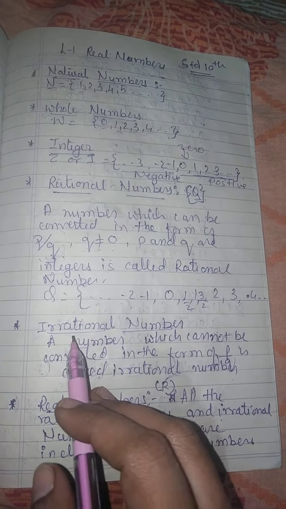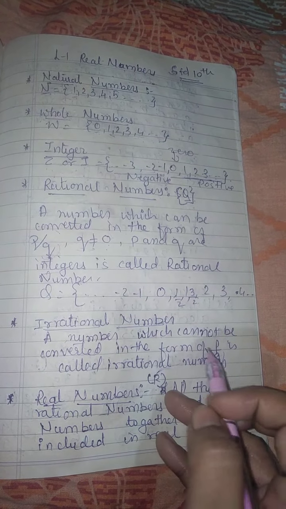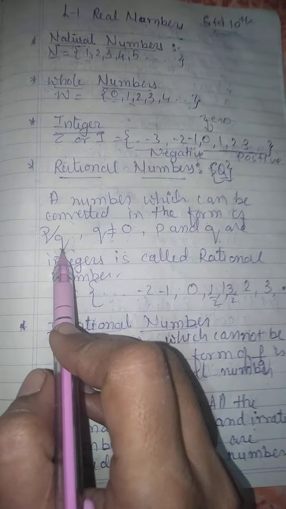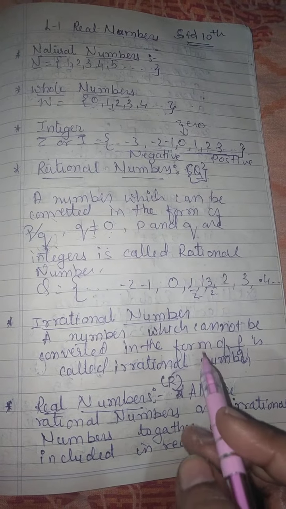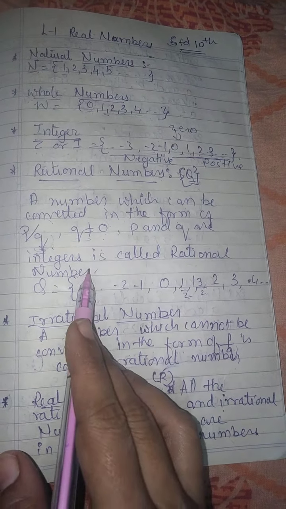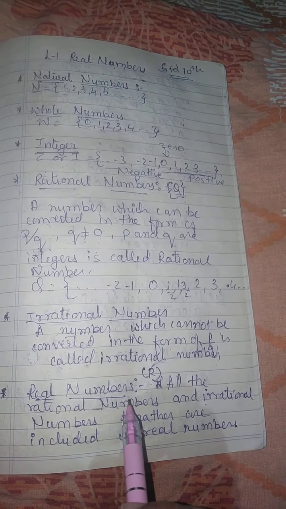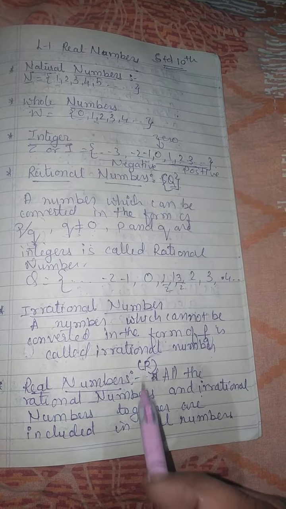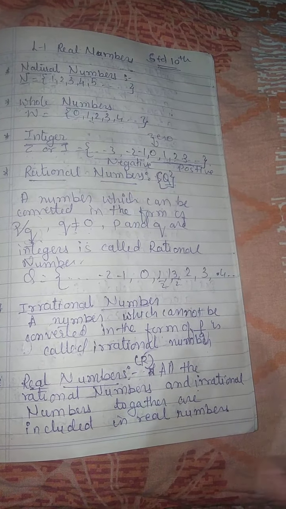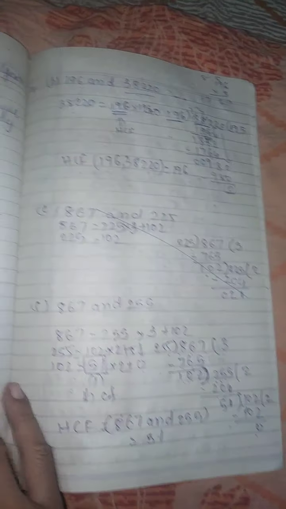Now next is irrational numbers: a number which cannot be converted in the form of p upon q. The number which can be converted in p upon q form will be rational. The number which cannot be converted in p upon q form will be irrational. The opposite of rational is irrational. Now what are real numbers? It is the biggest set of all. The symbol is R, and it includes all the rational as well as irrational numbers. All the numbers are included in the set of real numbers.